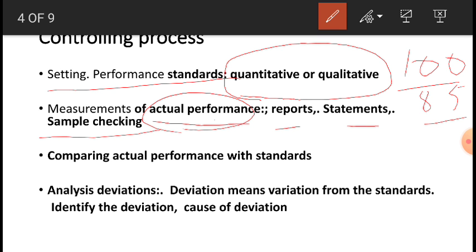Some 2-3 lines of explanation if you write is enough. You can write: the next step is measurement of actual performance. Here performance is measured by seeing reports, statements, and sample checking is done. Third step is what?